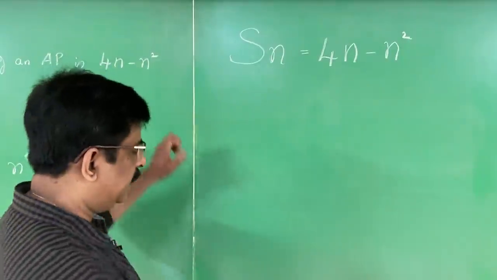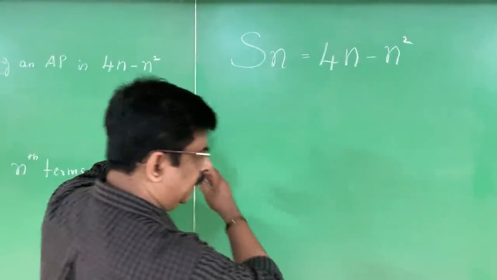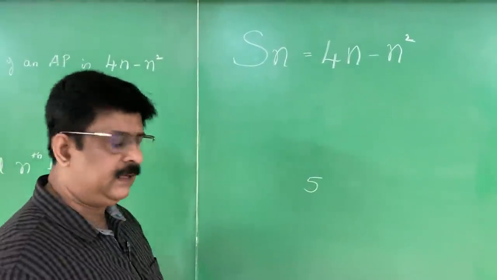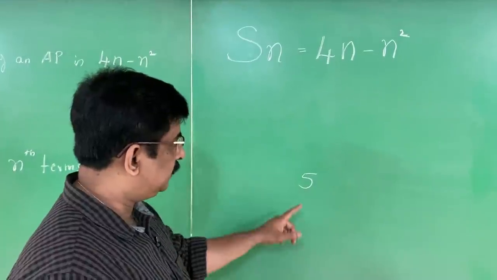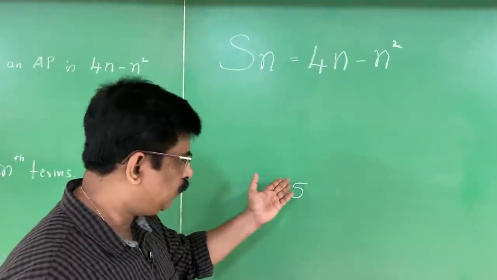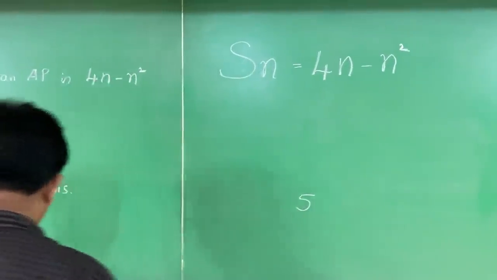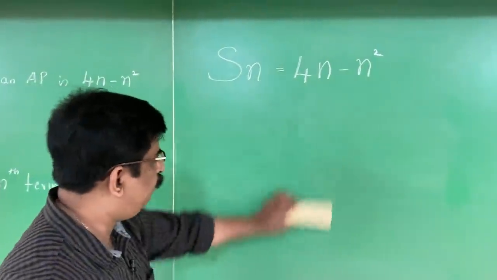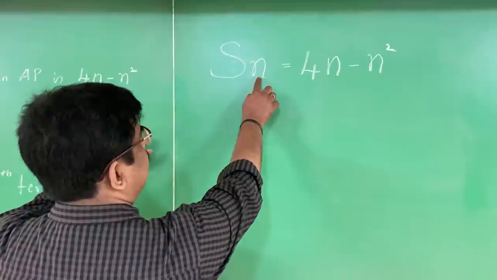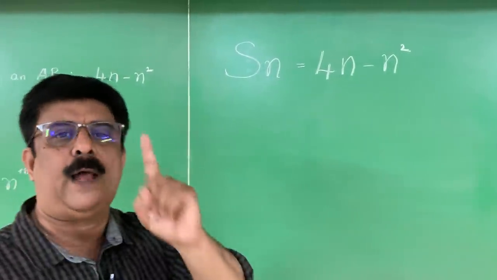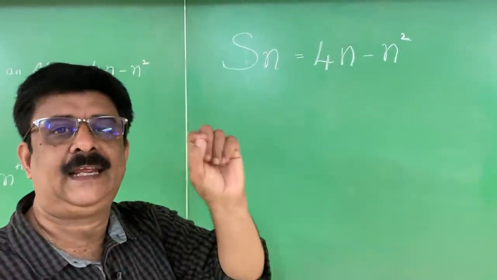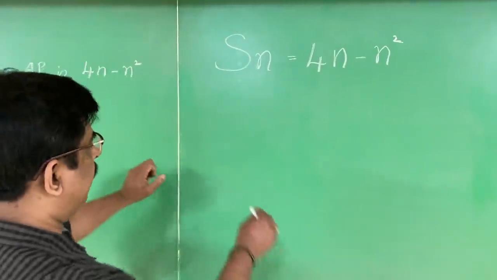For example, let us imagine there is a list of numbers having only one number, that is 5. What is the sum of the numbers here? 5 only, because the number is 5. The sum is also equal to 5. Therefore, when Sn is given and you want to find a1, you have to replace n with 1. In the place of n, you have to replace 1 to get a1.